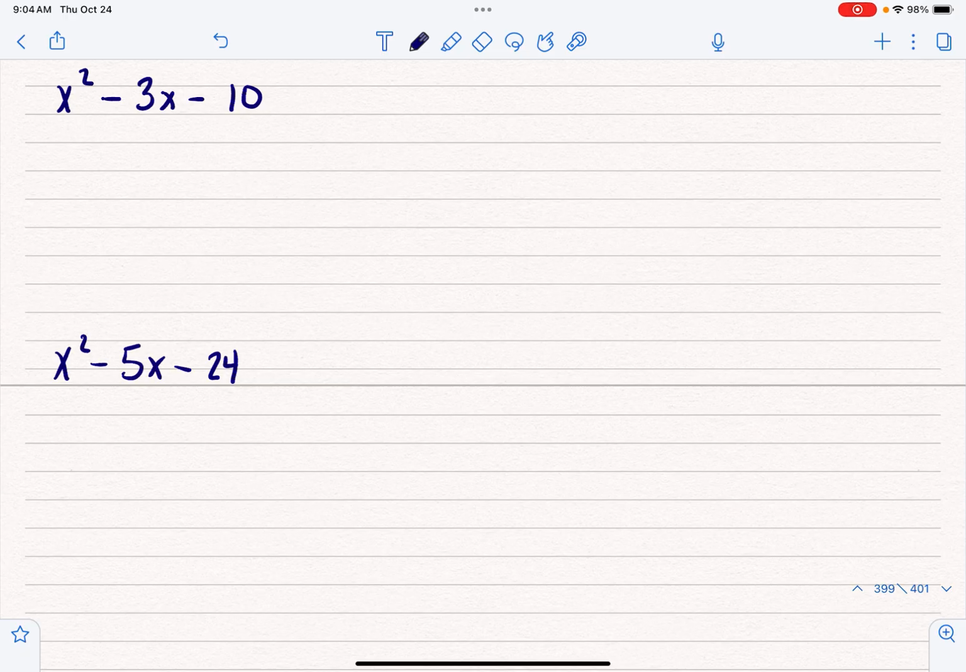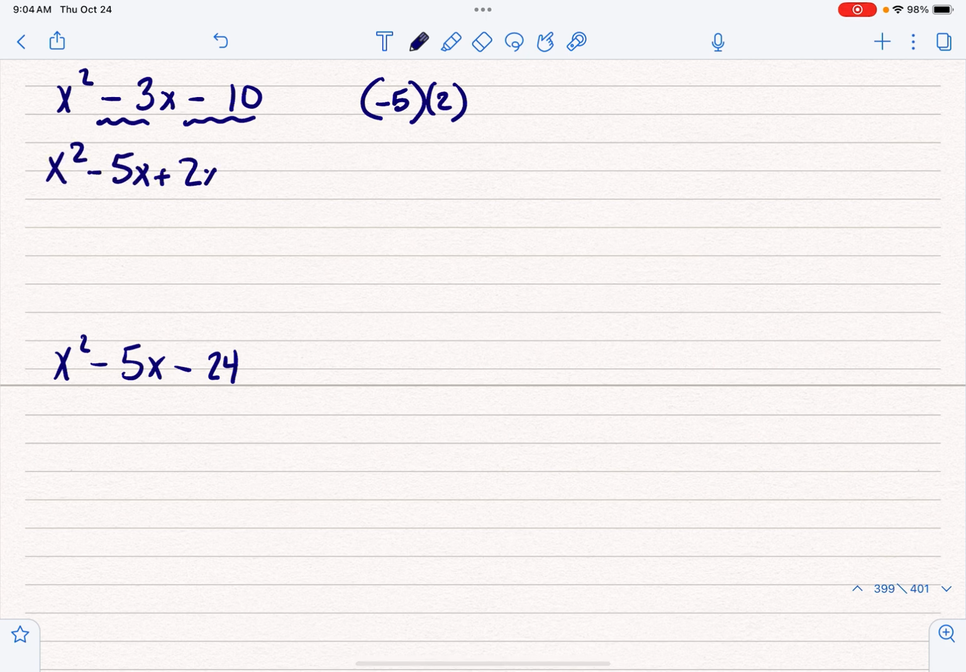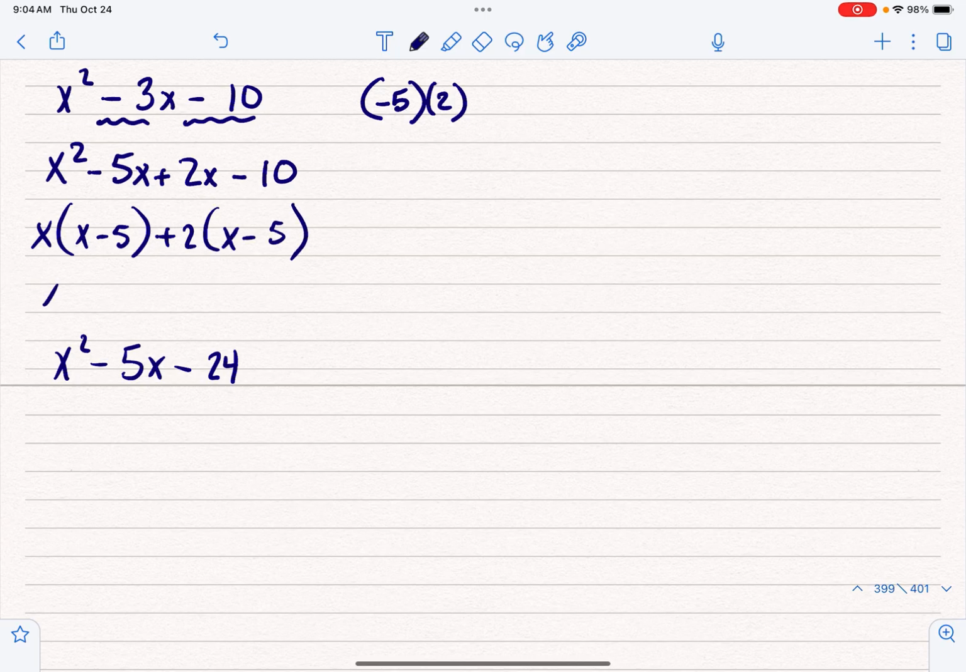Okay, this first one, factors of negative 10 that add to be negative 3. That would be negative 5 and positive 2. And so I'm going to say x squared minus 5x plus 2x minus 10. All right, and I can take an x out of the first two terms, which leaves me with x minus 5. I can take a positive 2 out of the next two terms, which leaves me with x minus 5. I bring the x minus 5 out to the front, and I'm left with x plus 2 right there.